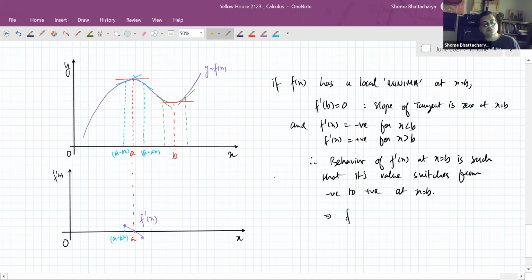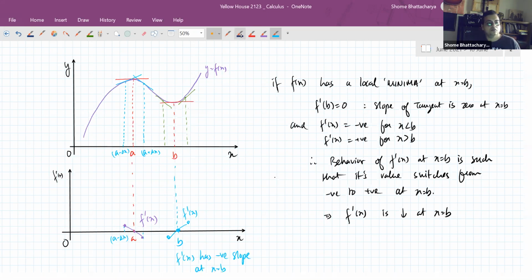So that means f prime x, the derivative, is increasing at x equal to B. Once again, you can see here that at the point B, f prime x will be 0. But before that, it will be negative, and after that, it will be positive. So f prime x at the point B has a positive slope at x equal to B.